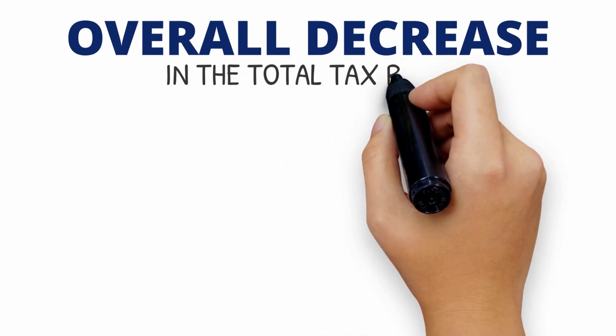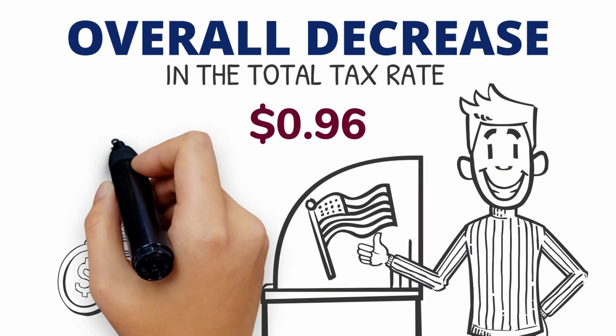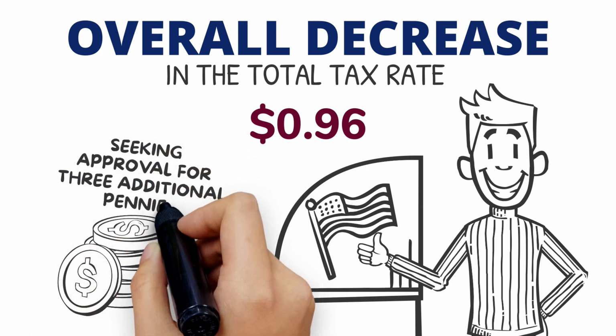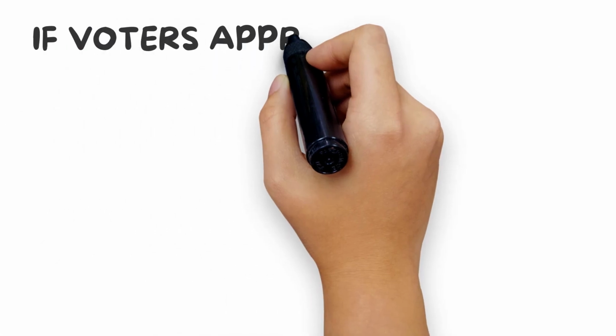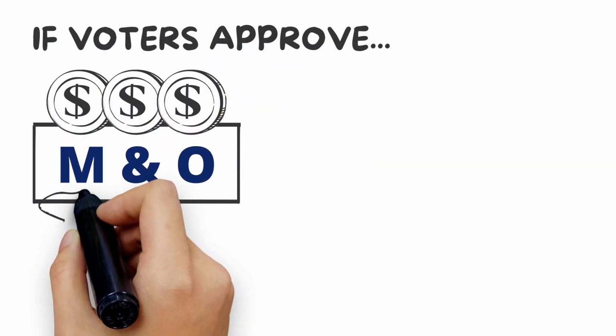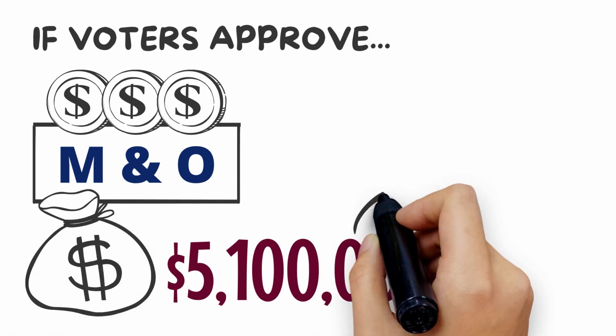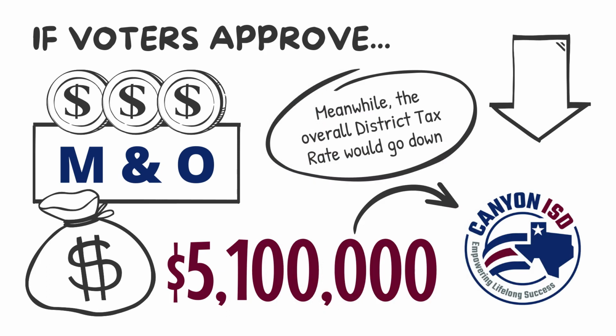Despite the overall decrease in the total tax rate, a voter approval tax rate election is required because Canyon ISD is seeking approval for 3 additional pennies to the M&O tax rate. If voters approve the 3 additional pennies for M&O, Canyon ISD will receive additional state funding with the additional local tax revenue. Meanwhile, the overall district tax rate would go down.